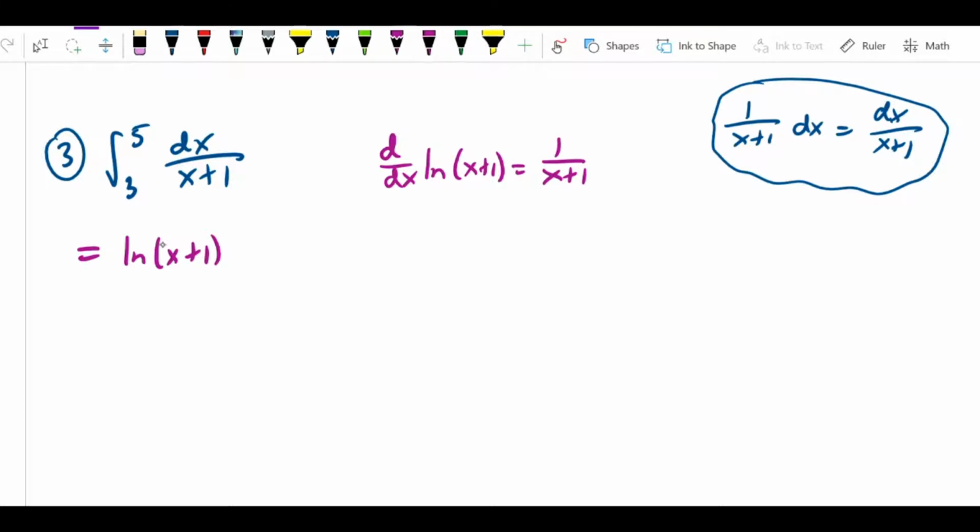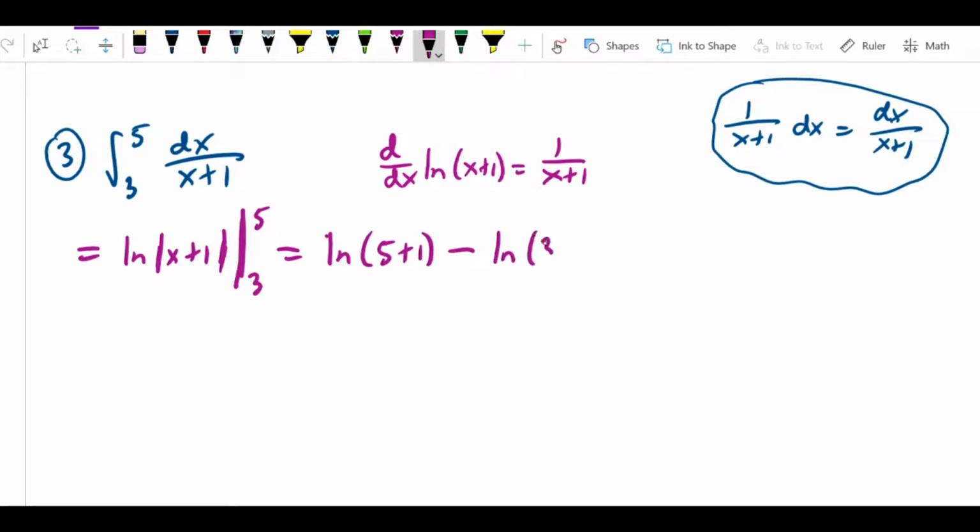I should actually say the antiderivative has absolute value around it, although it's not going to matter because I'm just using positive numbers 3 and 5. I'm plugging positive numbers in, so it won't matter, but let me be a little bit formal about this. So this is ln of x plus 1 going from 3 to 5. That gives us ln of 5 plus 1 minus ln of 3 plus 1. That equals ln of 6 minus ln of 4.